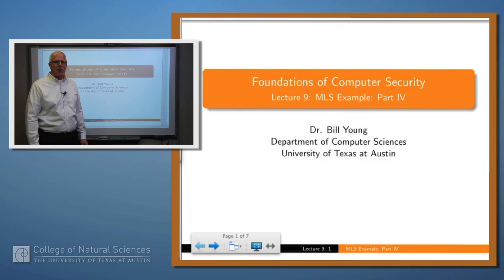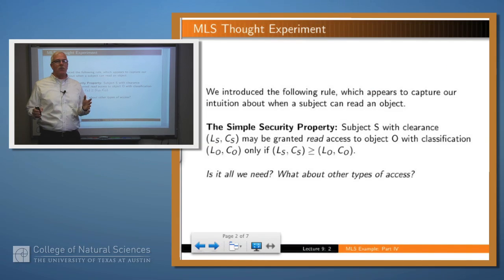Okay, hello again. We'd like to continue with our MLS example, defining what a security policy for multi-level security means. You remember, the last time we introduced a rule that constrains read access. It was called the simple security property, and it said the following. If I have a subject and an object, I decide whether the subject is allowed read access to the object by looking at their security levels and asking the question, does the security level of the subject dominate the security level of the object? And if so, I may be granted read access.